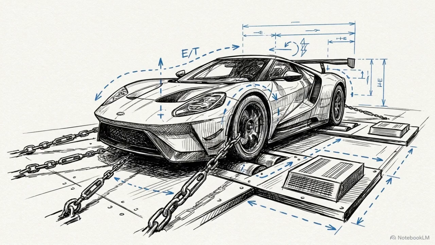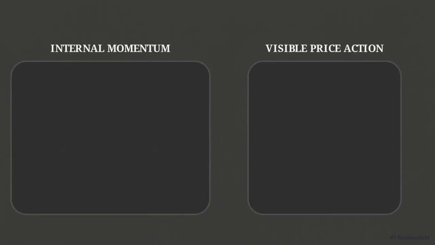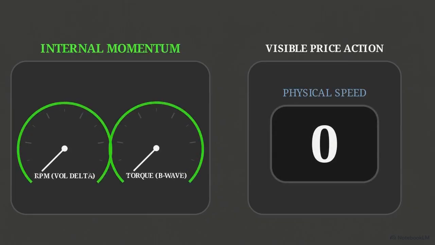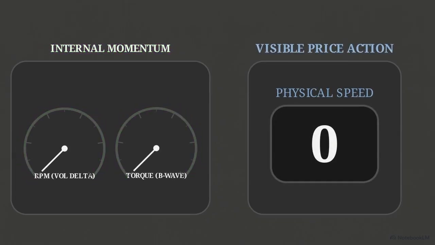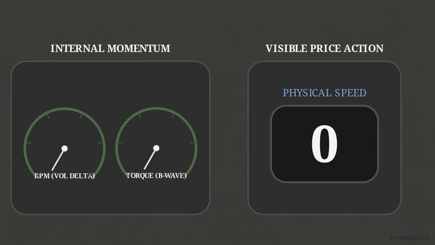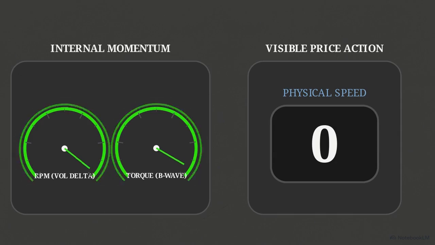We can map this market behavior using a mechanical physics model, where energy is generated and trapped without any forward movement. This schematic represents an engine dynamometer. Notice the two opposing metrics, RPM and torque on one side, and physical speed on the other. When the engine runs at maximum load, the RPM and torque skyrocket, generating an extreme spike of raw kinetic energy.